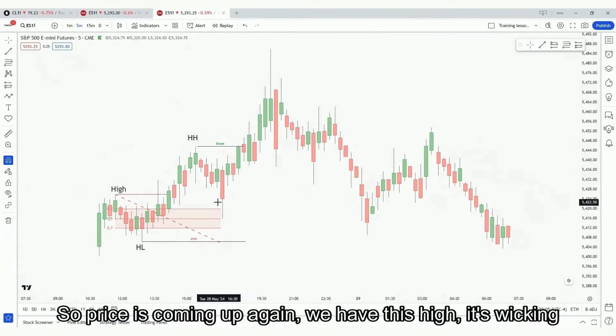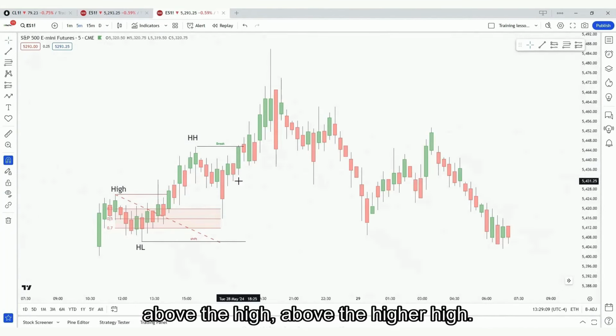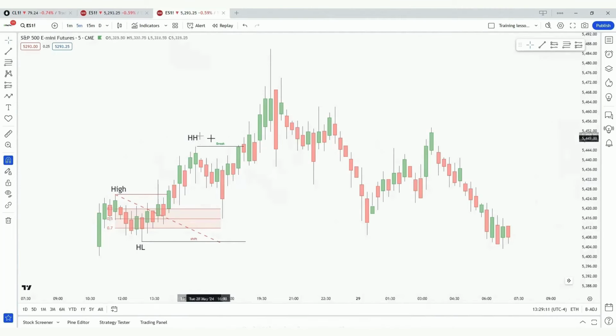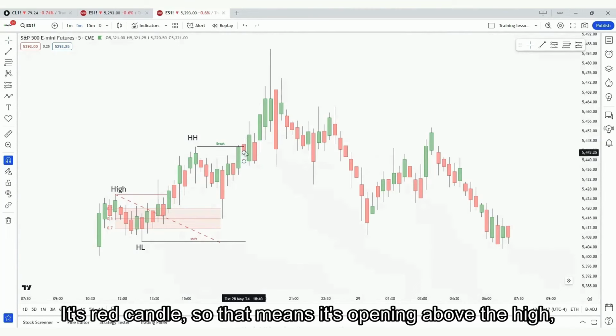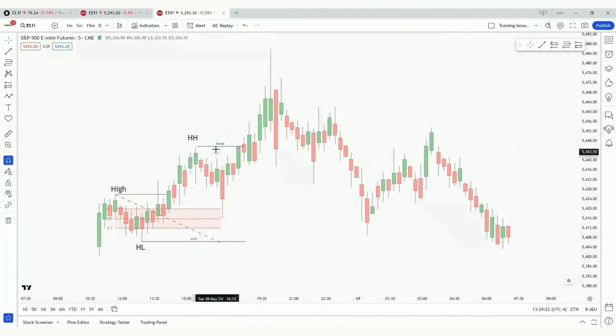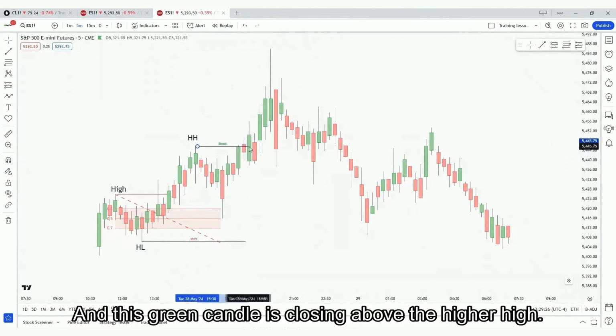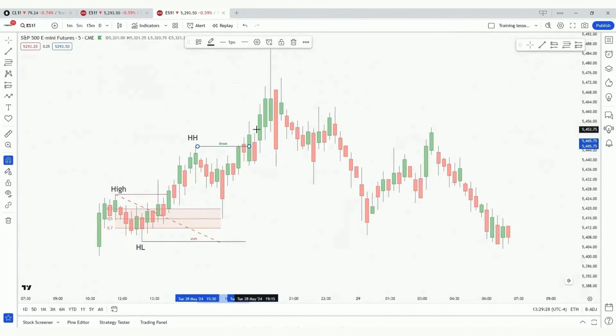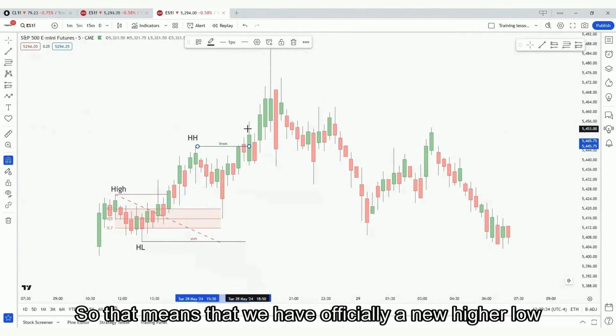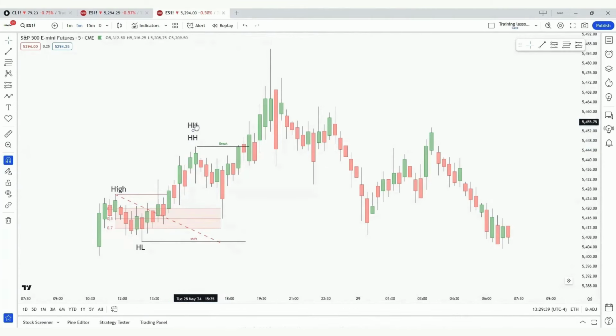So price is coming up again. We have this high, it's wicking above the higher high. Then we have this red candle, it's a red candle, so that means it's opening above the high, but it's closing below. And then there comes this green candle, and this green candle is closing above the higher high. So that means that we have officially a new higher low, and that's the low over here.